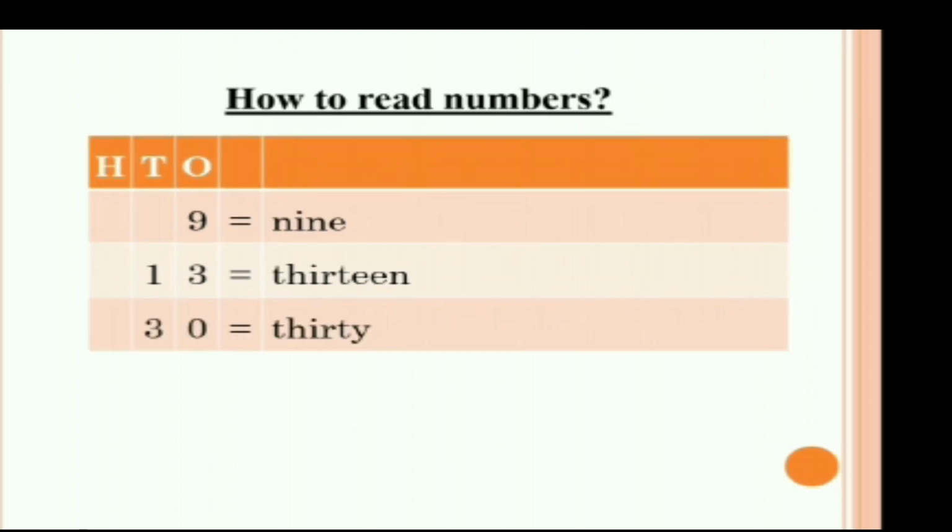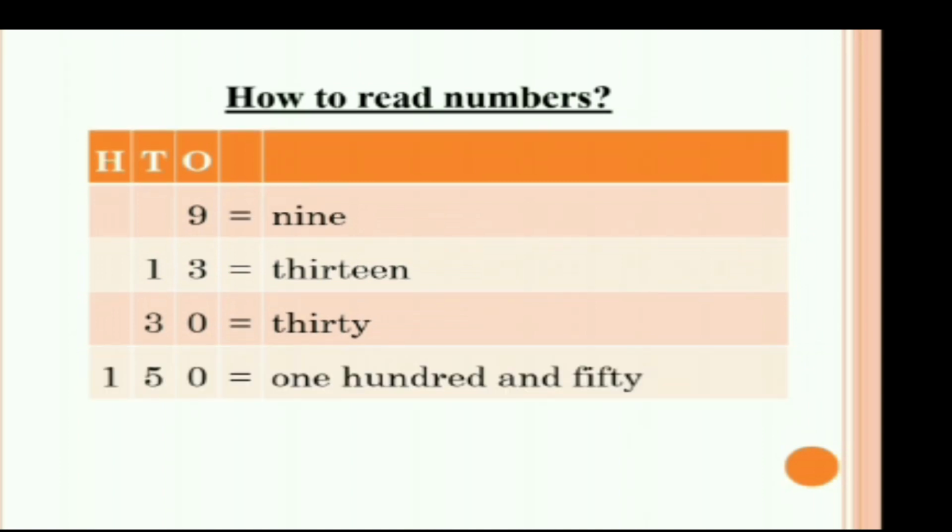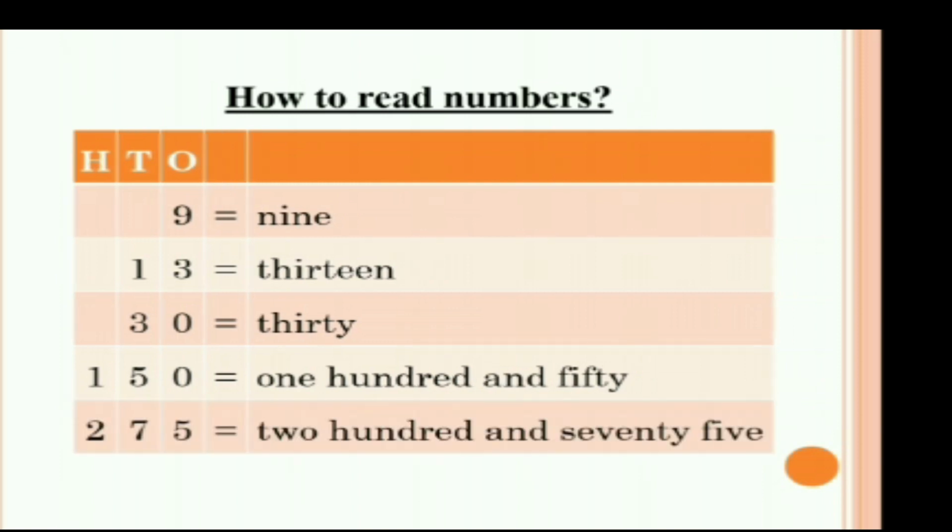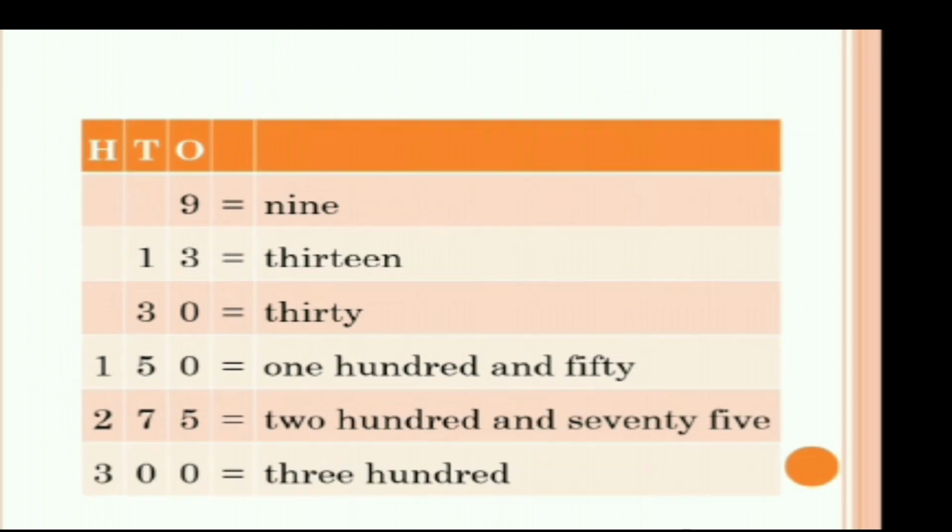The next number is again a two-digit number, but it is ending at 0. So it is 3 tens, 0 ones, 30. Remember that all two-digit numbers ending at 0 belong to the family of ty. So it is 30. Now we have a three-digit number. We will read it as 150. Next number is 275. Last number is 300.